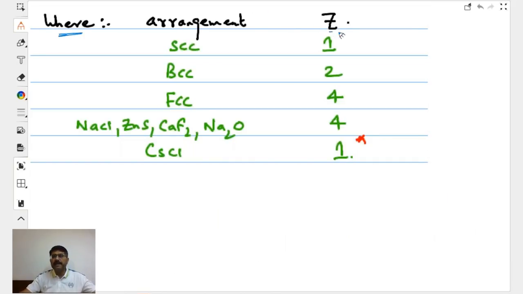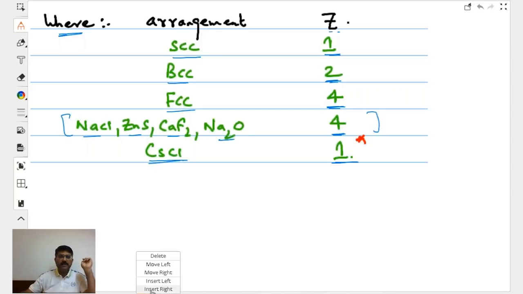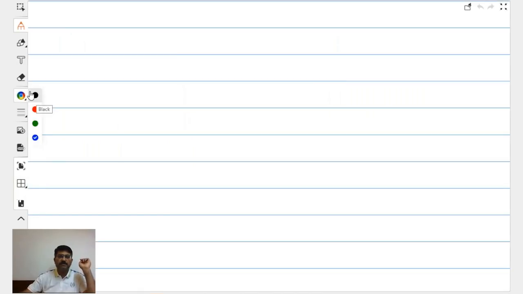Where the arrangement is SCC, Z is taken as 1. For BCC, it will be taken as 2. For FCC, it will be taken as 4. You remember NaCl, zinc sulfide, calcium fluoride, Na2O, it will be taken as 4. For cesium chloride, it will be taken as 1. All the structures which we solved have Z equal to 4 except cesium chloride, for which Z is going to be 1. Right? And a very common mistake which we always find from our students is about BCC.